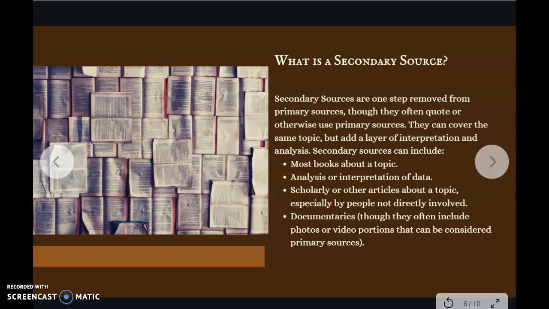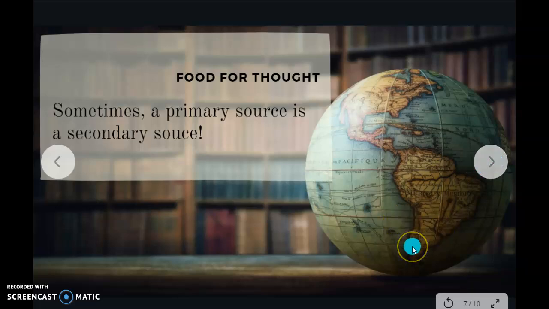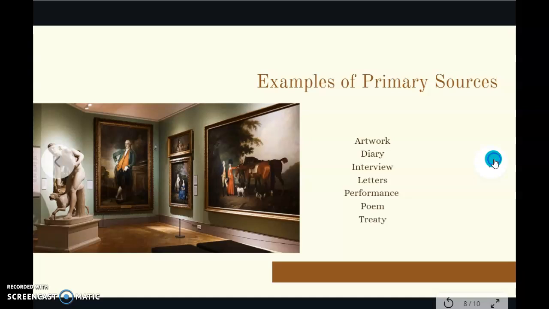So, you can see, food for thought. Sometimes a primary source is a secondary source. So when does this happen? And how does this happen? So whether something is a primary or secondary source often depends on the topic. But before I get into that, let's do this real quick.